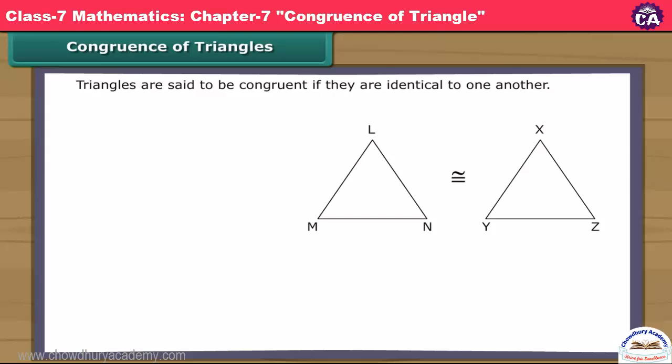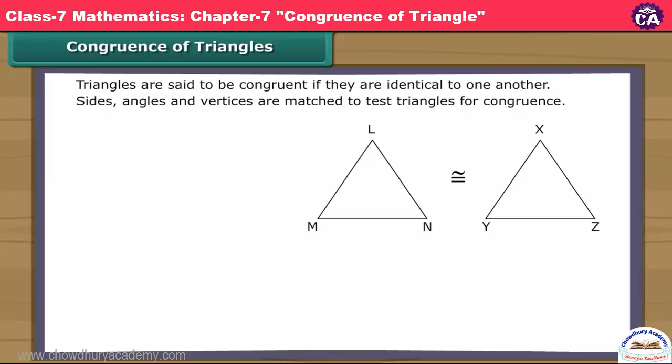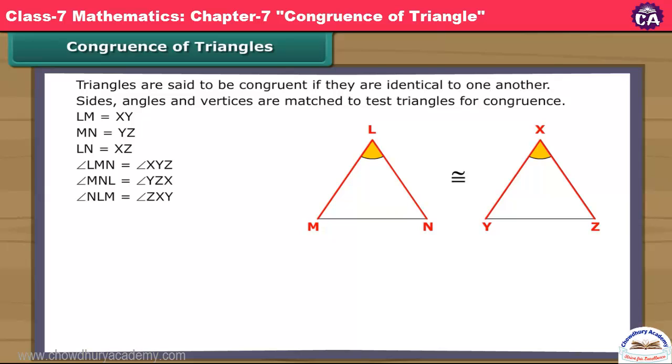Triangles are said to be congruent if they are identical to one another. Sides, angles, and vertices are matched to test triangles for congruence. Side LM is equal to side XY. Side MN is equal to side YZ. Side LN is equal to side XZ. Angle LMN is equal to angle XYZ. Angle MNL is equal to angle YZX. Angle NLM is equal to angle ZXY.